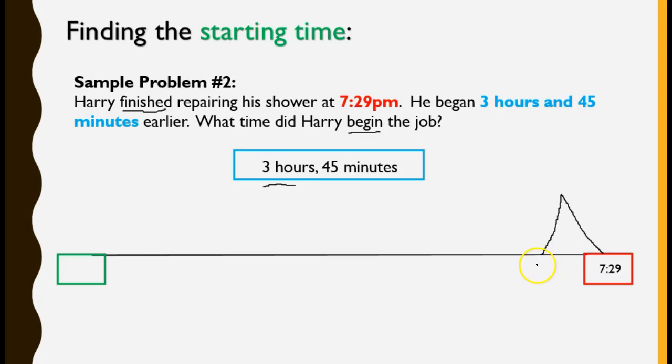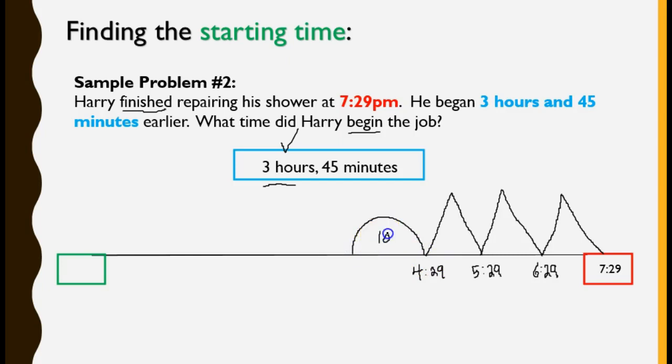So I started at 7:29, now I'm at 6:29. 5:29. And 4:29. Okay, so now I did my 3 hours. So that part's done. Now I have to travel for 45 minutes. Okay, so I'm at 4:29. So let's do 10-minute hills.